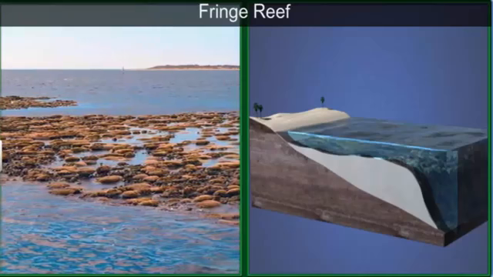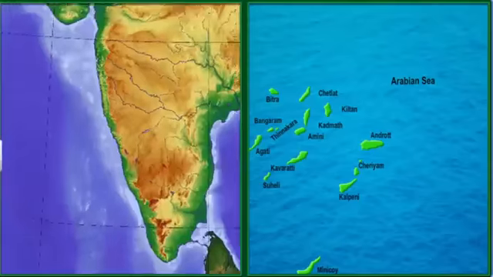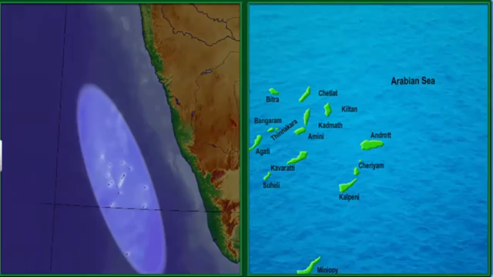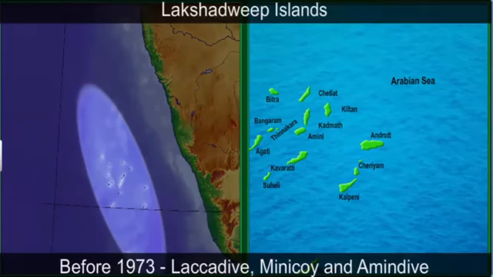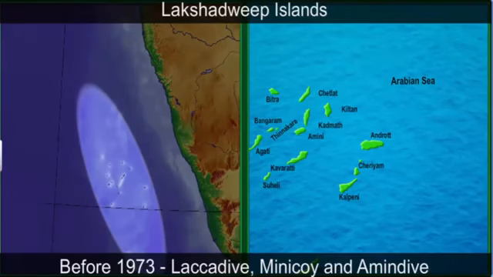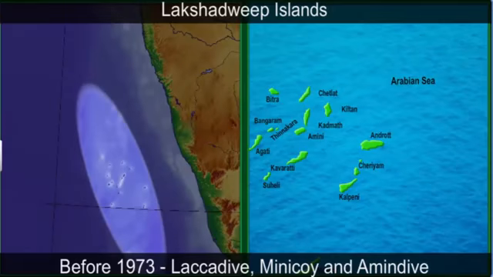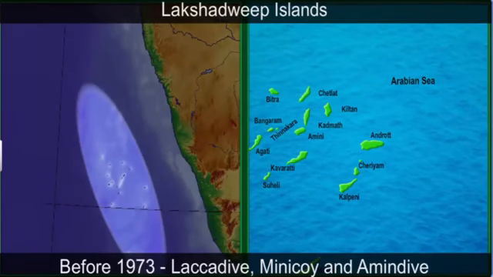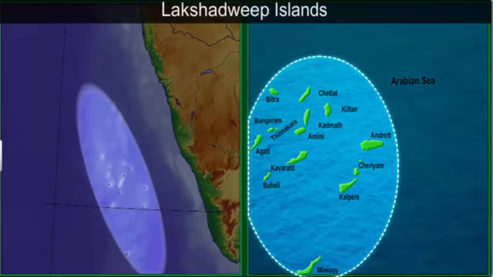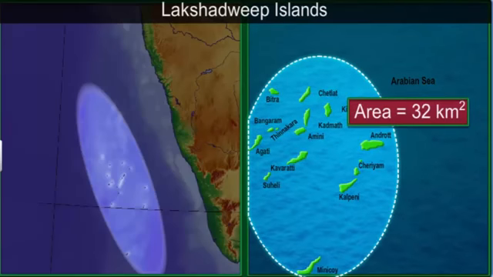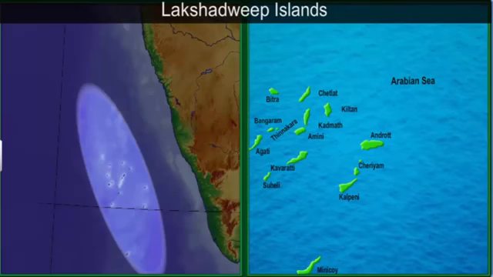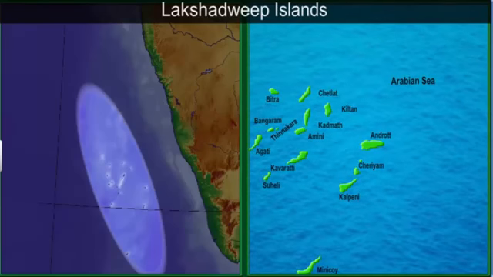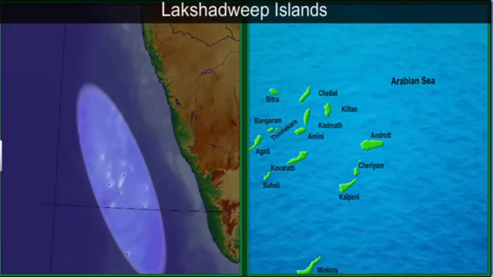Before 1973, the Lakshadweep Islands were known as Lakadive, Minicoy and Amendive. The overall area of Lakshadweep is 32 square kilometers. The island's administrative offices are headquartered on an island called the Kavarati Island.